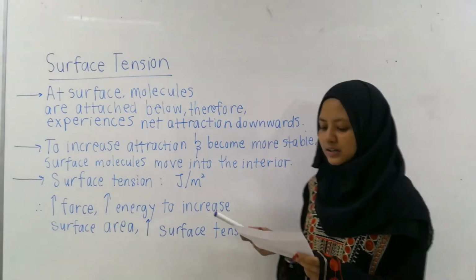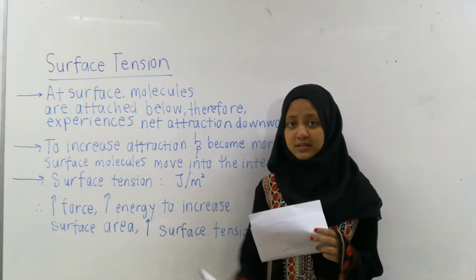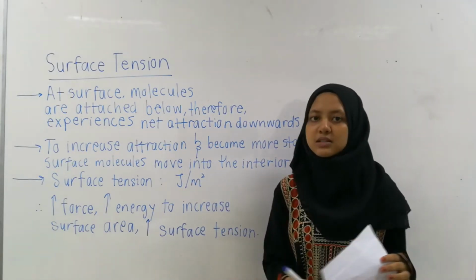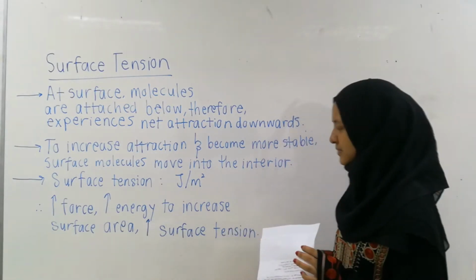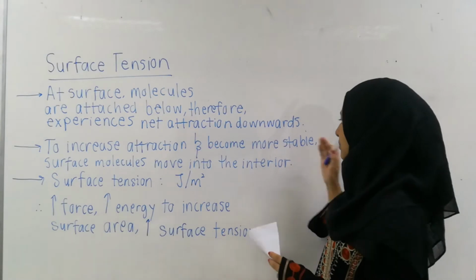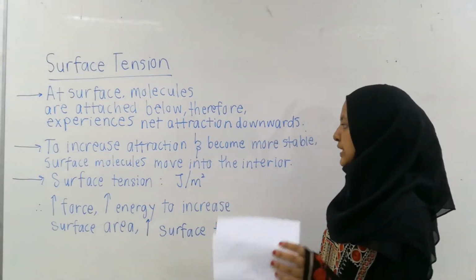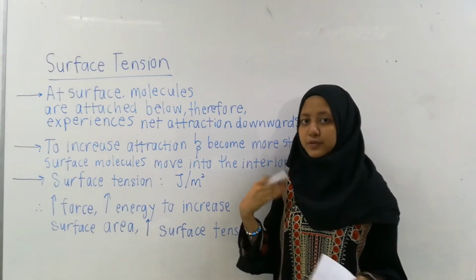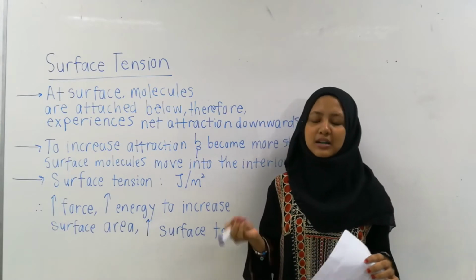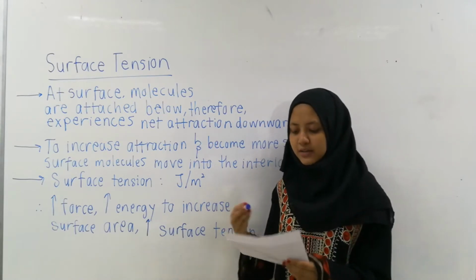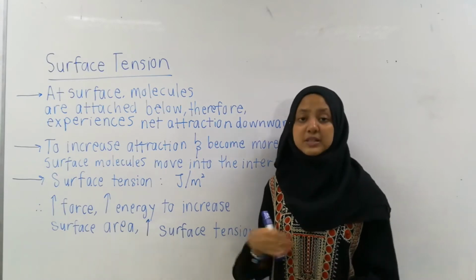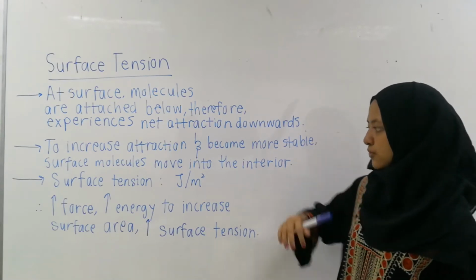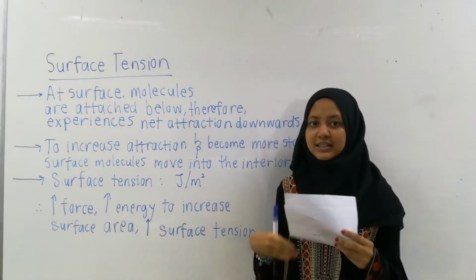So at the interior, all the molecules are attracted by all the other sides, but at the surface, the molecules are only attracted below, therefore it experiences net attraction downwards. So to increase the attraction and become more stable, the surface molecules move into the interior. So when this happens, a liquid surface has the fewest molecules and will automatically have the smallest surface area. So when they have the smallest surface area, the surface behaves like a taut skin. So to increase surface area, molecules have to move upwards by breaking attractions at the interior.